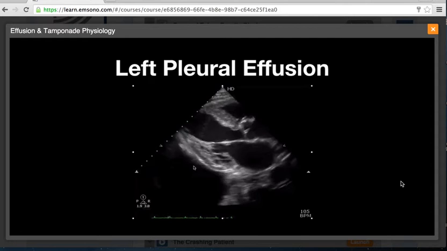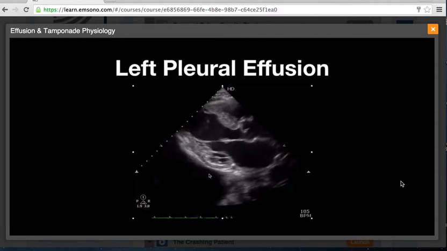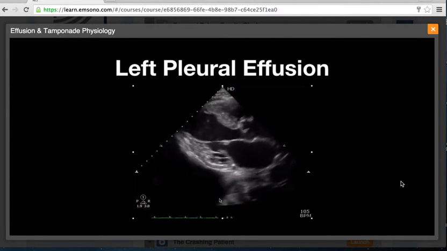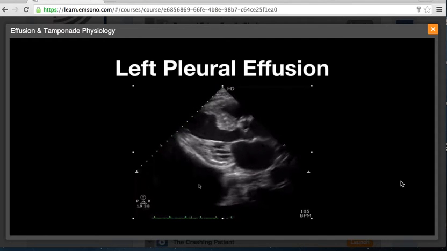Here's a parasternal long axis in a patient with a very large left pleural effusion. You can see that it stops shy of the descending aorta and it just kind of curves around right here. So there is no pericardial effusion present here. This is all a large left pleural effusion.